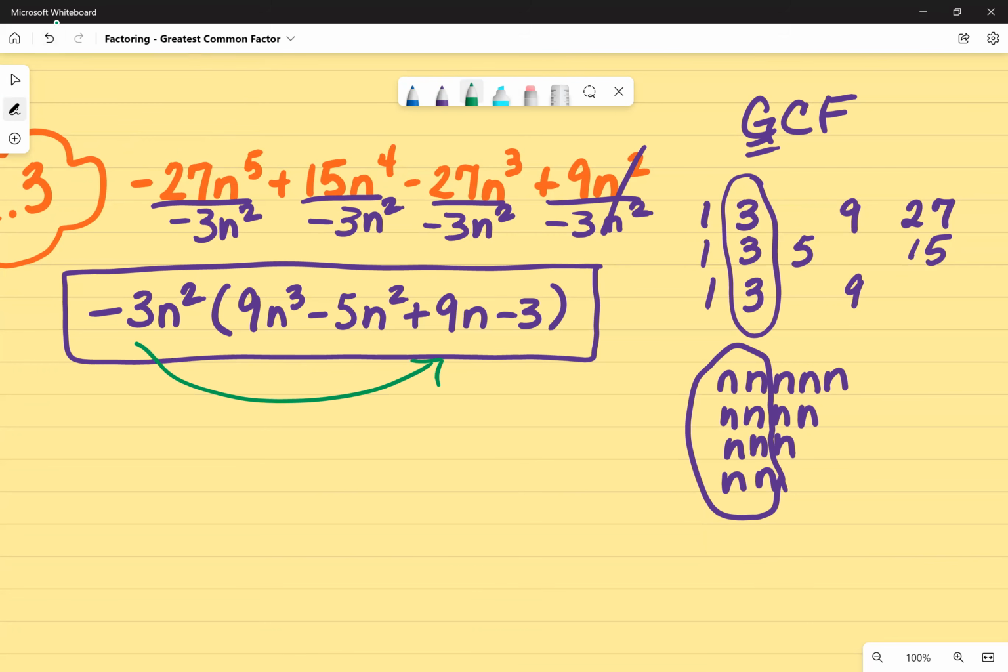Negative 3 times 9 is negative 27. And then n squared times n is n to the 3rd. And finally, your negative 3 times negative 3 is positive 9, and then n squared. So that is what you started off with. So you know that you did this correctly.